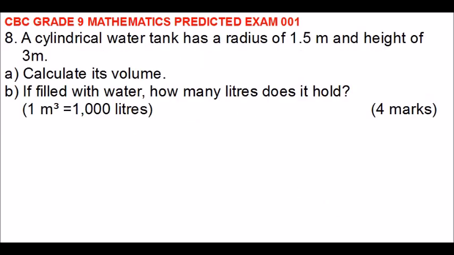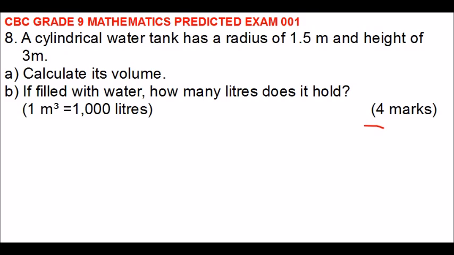This is question number 8, and we are told a cylindrical water tank has a radius of 1.5 meters and a height of 3 meters. Calculate its volume. B. If filled with water, how many liters does it hold? 1 meter cube is equal to 1,000 liters. So that's how you convert liters to meters cube. So we can tackle this question and say we start by volume.